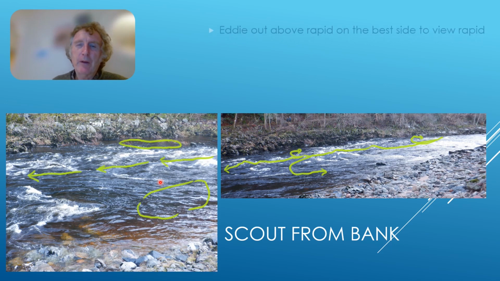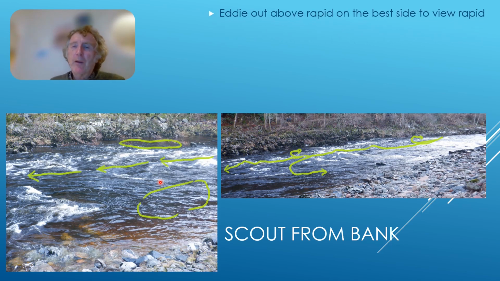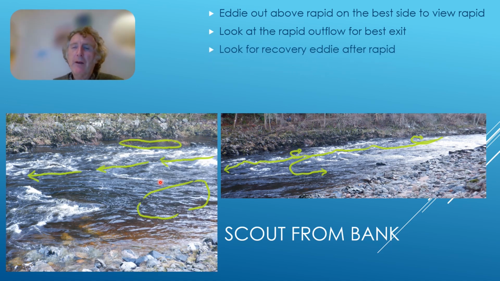Keep it fairly simple. So get out above the rapid. Now choose which bank to look from. Again, it may not be possible to look from both banks if there's cliffs or something, but try and judge the best way to see the river. Look at how the water is flowing out at the bottom. See where you want to leave the rapid, and then look for the recovery eddy at the bottom for safety, and then work your route back to the top from the bottom.